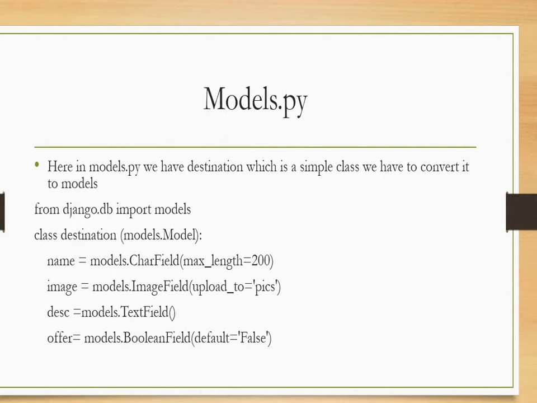Image is models.ImageField, upload_to, you can give the folder name, that is pics or any folder name. Then description is equal to models.TextField. Offer is equal to models.BooleanField, default False. This is true or false. Now for example, if you are working with a condition where I have to give an offer, whether the offer is valid or not, yes or no. But in this example you have skipped offer; just to show you this, I have worked with offer.